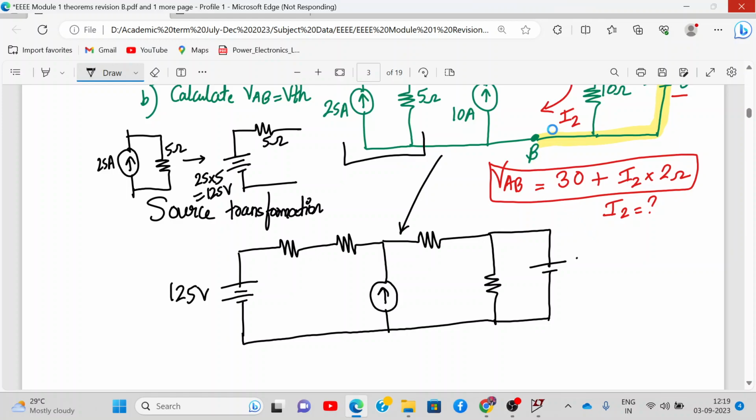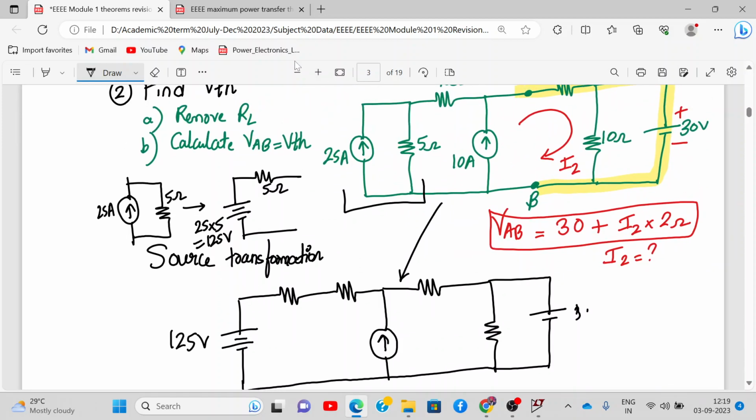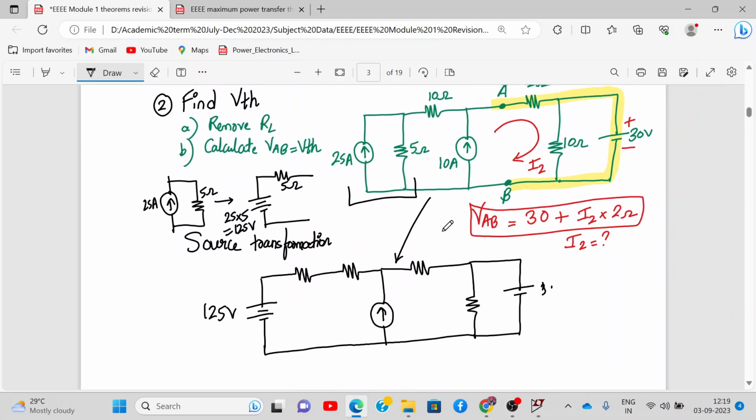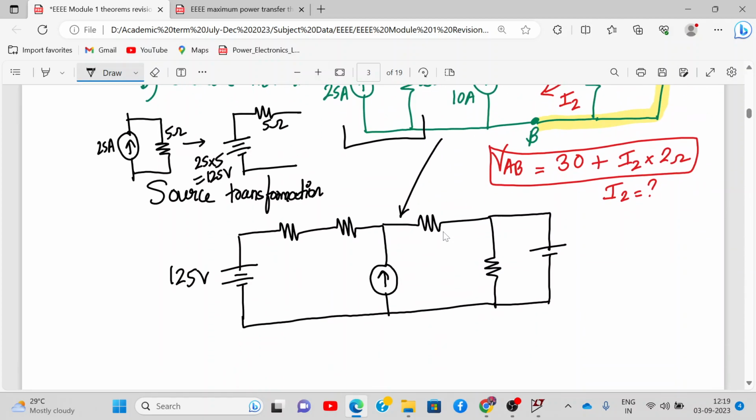I hope you are following all the things. Whatever we are doing, we are understanding. And in case you have any doubt, let me know immediately. Don't wait for the numerical to be completed. You can ask your doubt immediately if anything is not clear. This is 30 volt. This is 10 ohm, 2 ohm. This is 5 ohm, and this is 10 ohm.